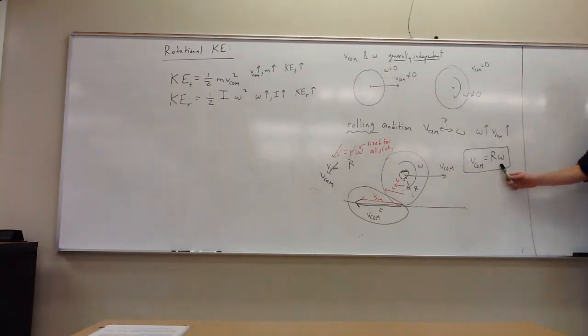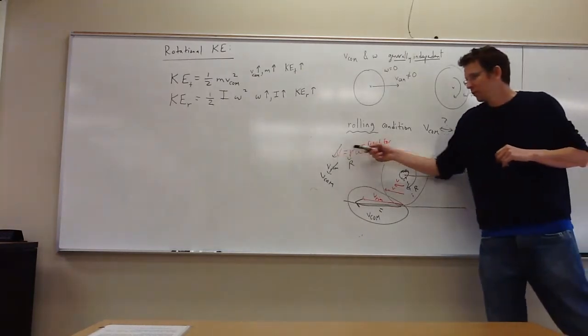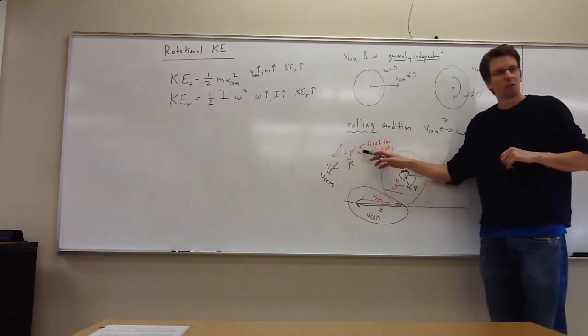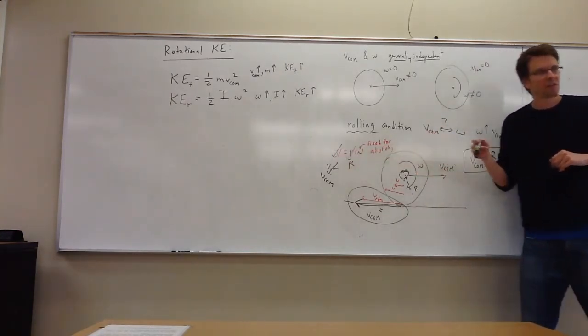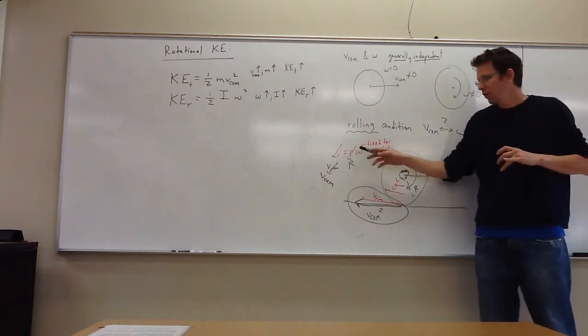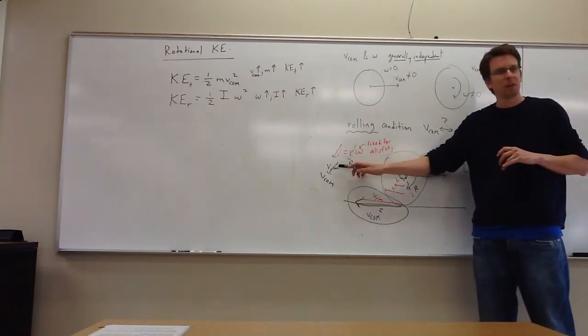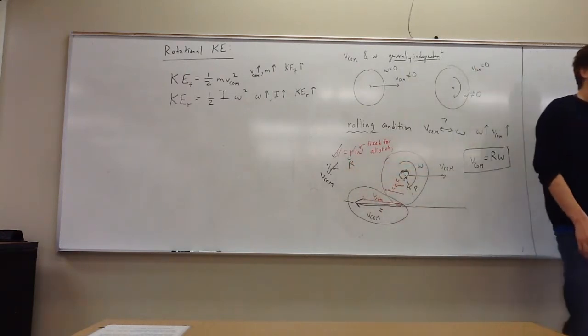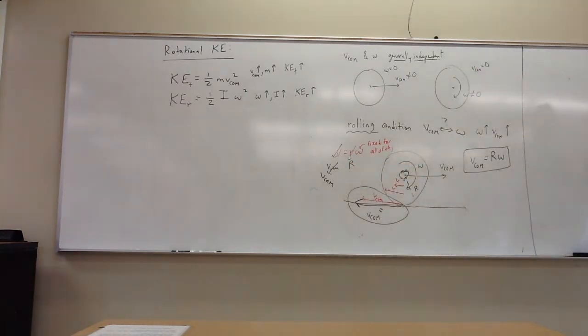Now this right here may not look like much. It looks very similar, of course, to the original equation, but be careful, it's not. This is only true for rolling. The original equation was true for any rotating object, but there is no guarantee, generally speaking, that the speed of the rim has any relationship to V com. That's only true when you're rolling.